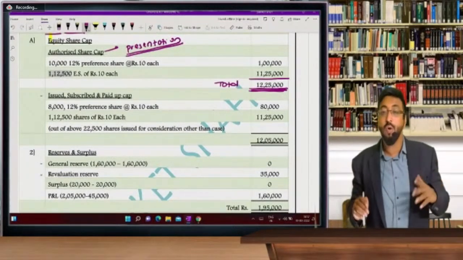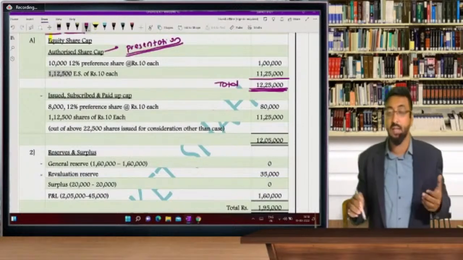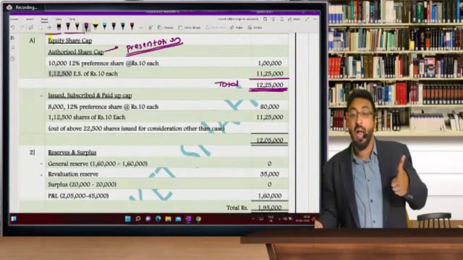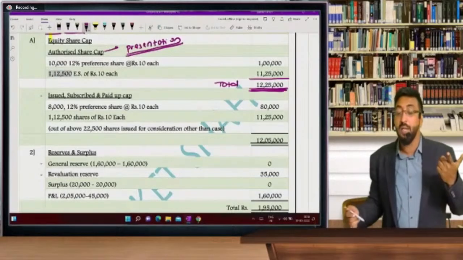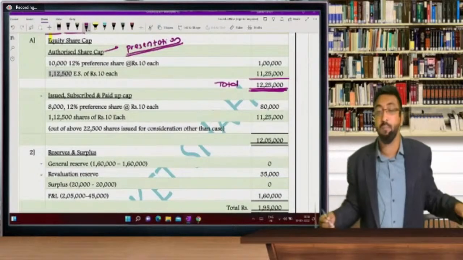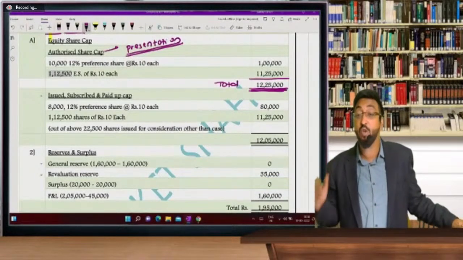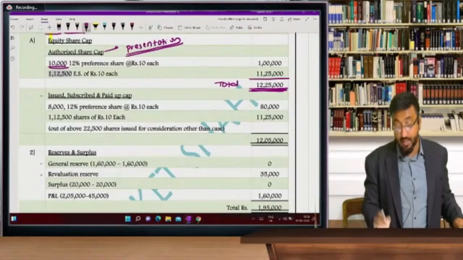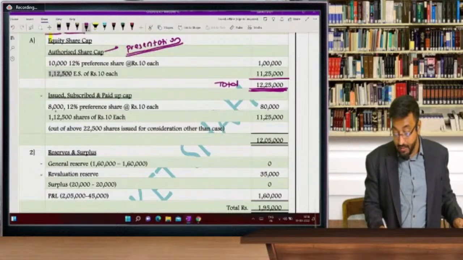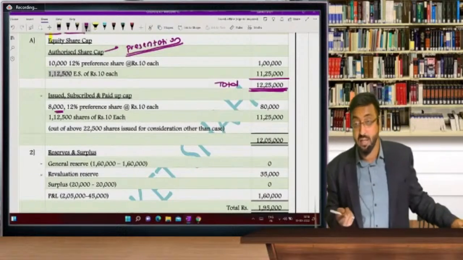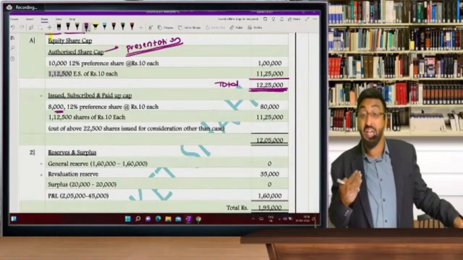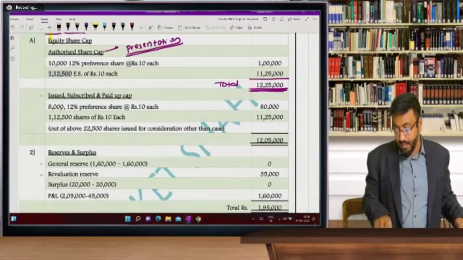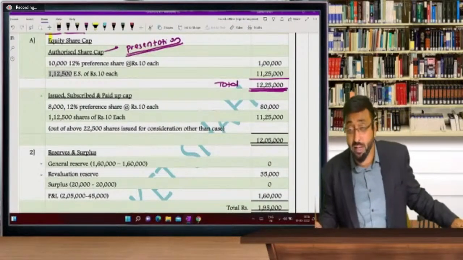See, those who are from direct entry, understand the concept. Authorized capital means capital which you register with your registrar of company, ROC, beyond which you cannot issue shares. So this is the highest limit, 10,000. And issued means which is issued to public. Issued to public means we brought it out for sale, not to any specific person. So that is the issued capital.